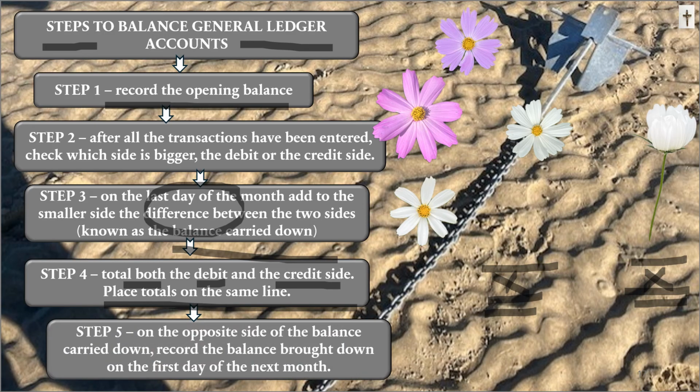On the first day of the next month, on the opposite side to the carried down amount, you're going to have the balance brought down. So when you start the transactions or the accounts for the next month, you will have an opening balance from the previous month. So these are the 5 steps we're going to use when we record general ledger accounts.